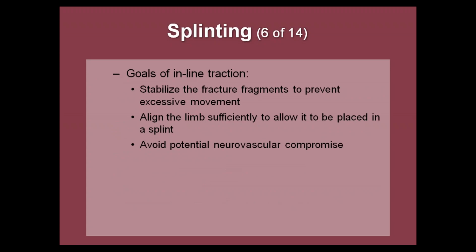The goals of inline traction are going to be to stabilize the fracture fragments to prevent excessive movement. You want to align the limb sufficiently to allow it to be placed in a splint, and then avoid potential neurovascular compromise. Use the least amount of force necessary to accomplish this.